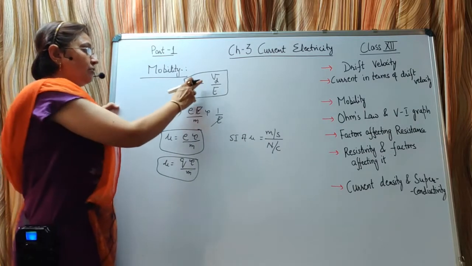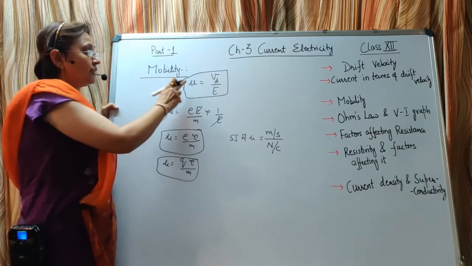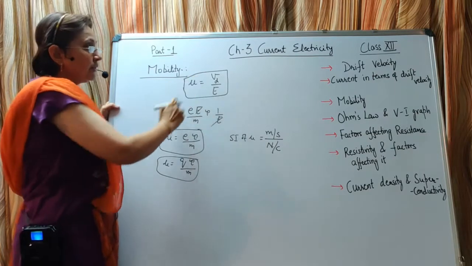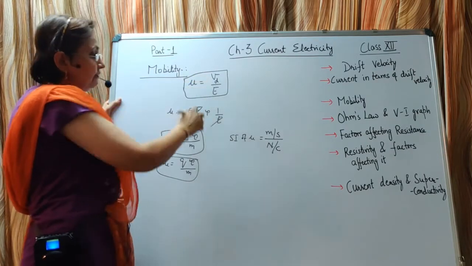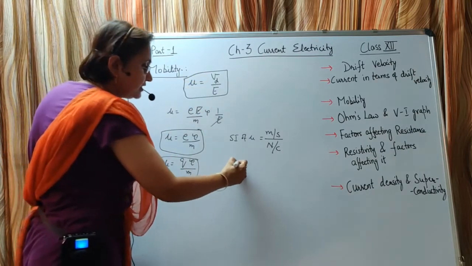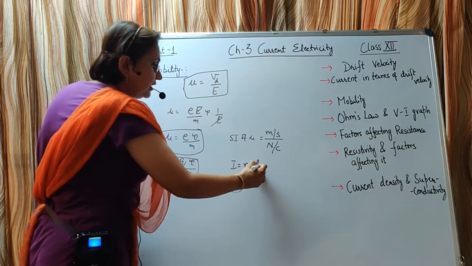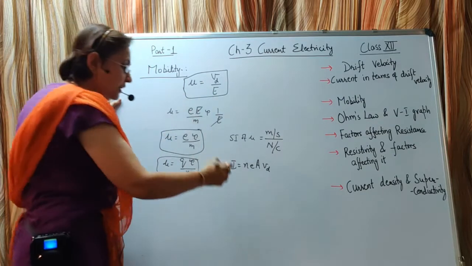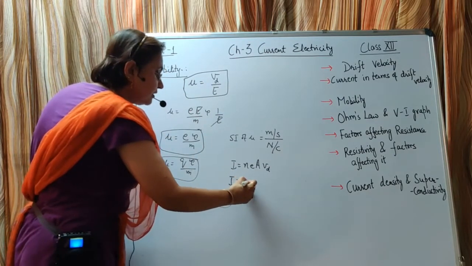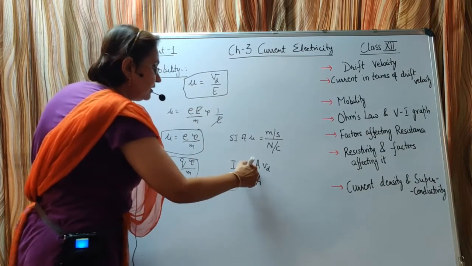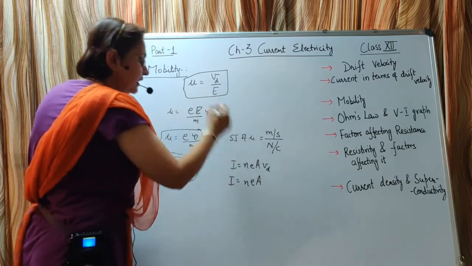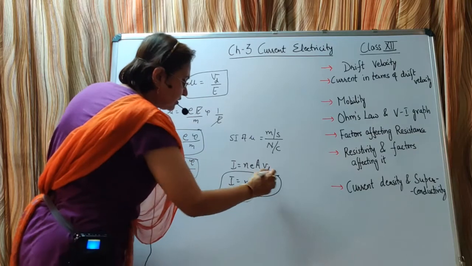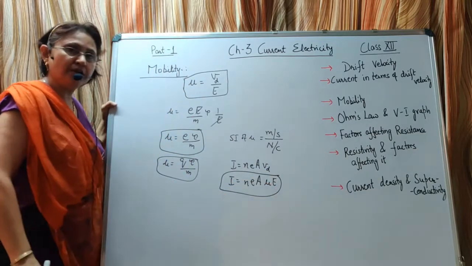Let's find out the relation between the mobility and the current, mu and I. We know that the relation between Vd and I is I equal to NeA Vd. From here, Vd is equal to mu into E. So the current can be written in terms of mobility as NeA, Vd can be written as mu into E. So this is the expression of the current in terms of mobility.